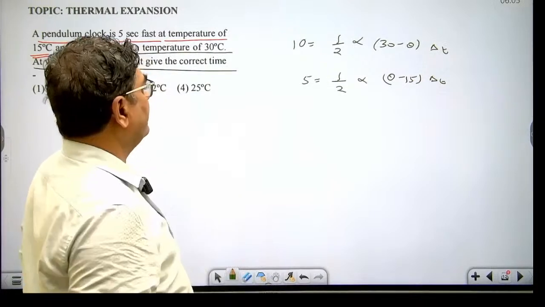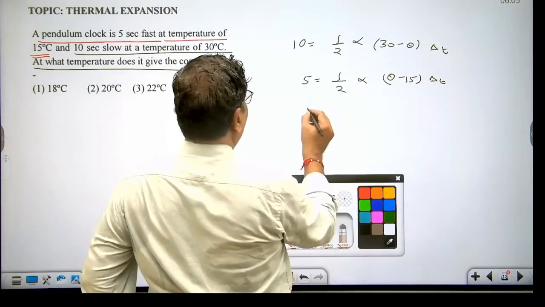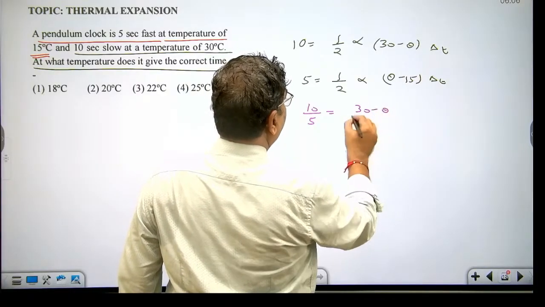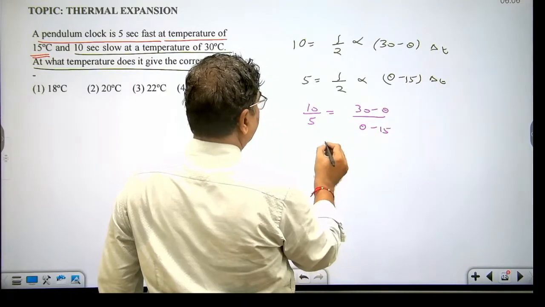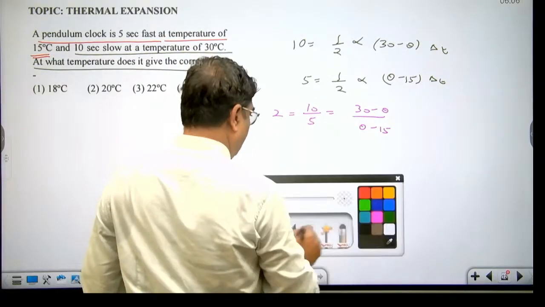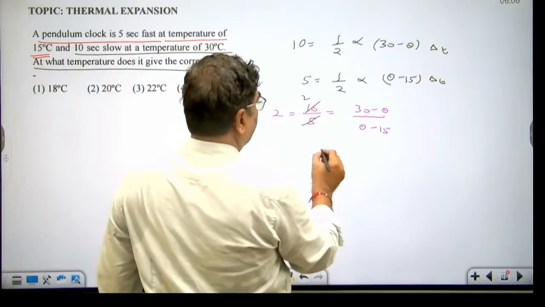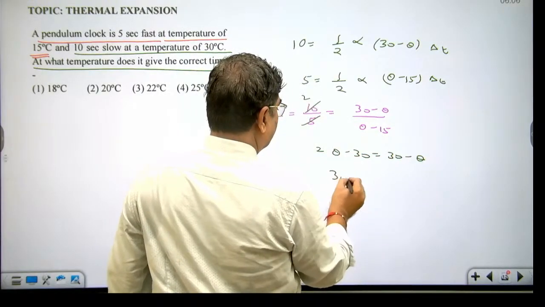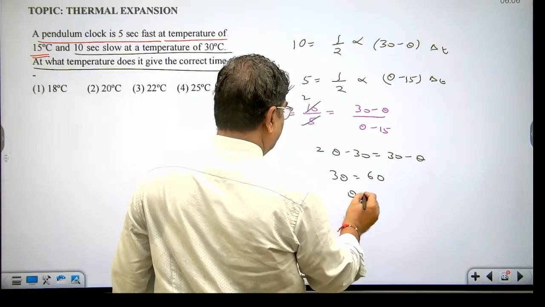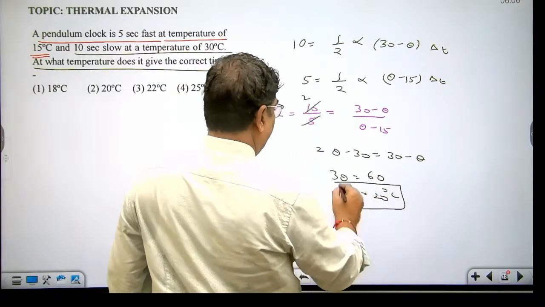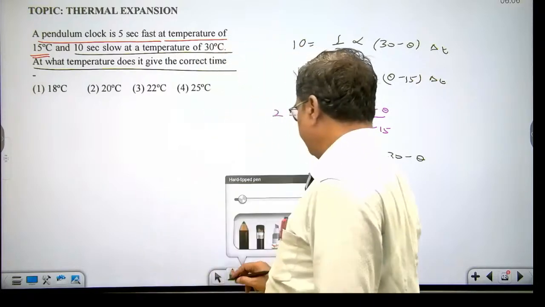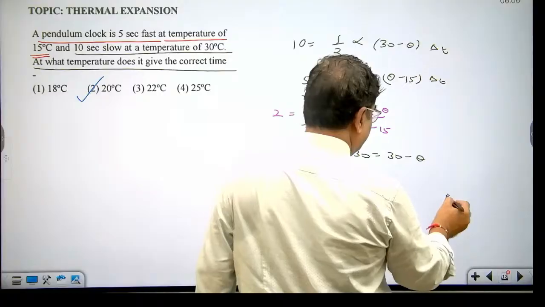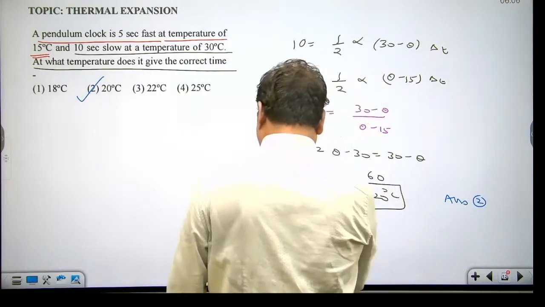So dear student, let's divide these two equations. After dividing, we get 10 upon 5 equals 30 minus theta upon theta minus 15. So this is 2, because the half alpha delta t gets cancelled. So 2 theta minus 30 equals 30 minus theta. So 3 theta equals 60, so theta equals 20 degrees centigrade. At 20 degrees centigrade, this pendulum clock will give the correct time. So out of 4 choices, the correct choice is option 2.